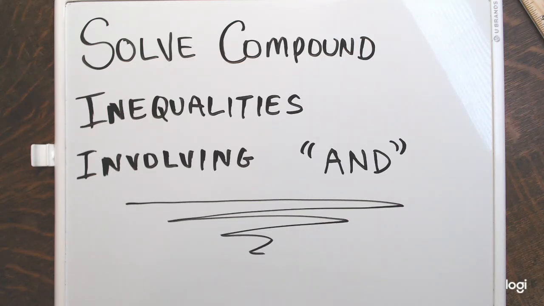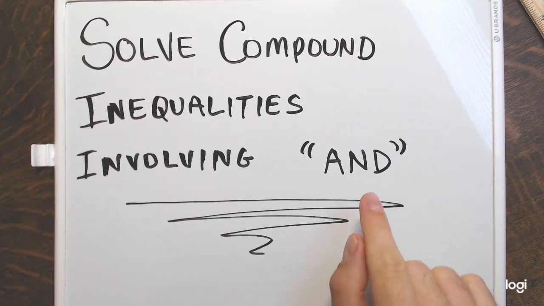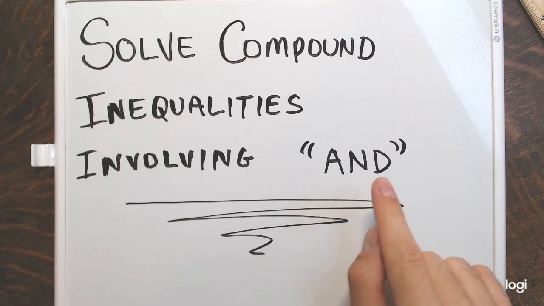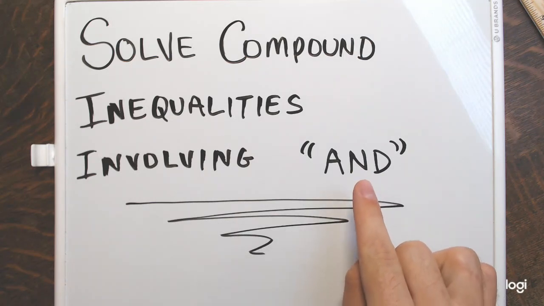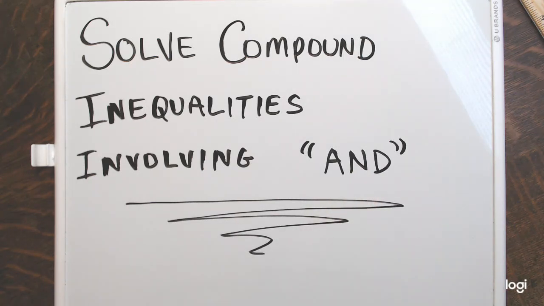Hello and welcome to this video on the solving of compound inequalities involving the word "and." Notice "and" in quotation marks here. So a compound inequality is a collection of two or more inequalities that are considered at the same time, considered together, and they're connected by some special words, either the word "and" or the word "or."